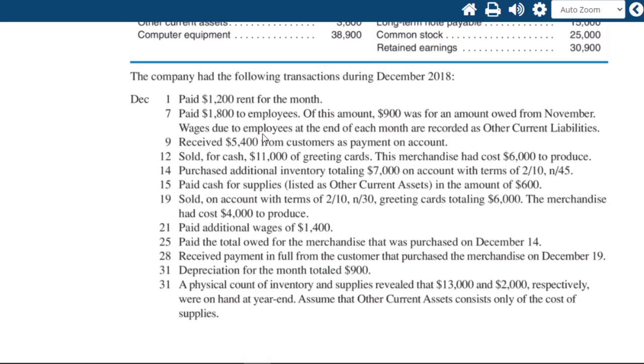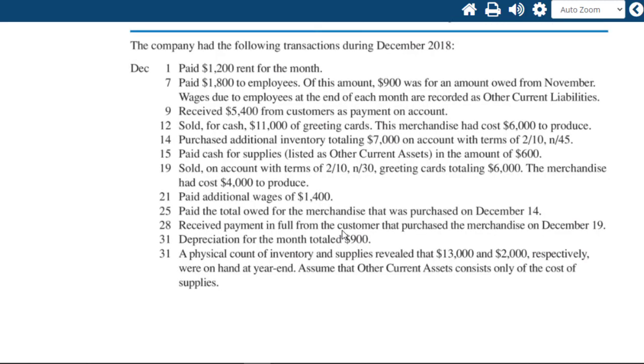Here's the transactions. And so what you need to do is do the journal entries for these transactions. Then you're going to do an income statement, and then you're going to calculate a couple of ratios using this information. So let's go ahead and look at the template.